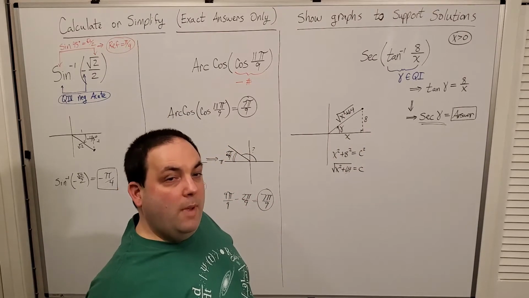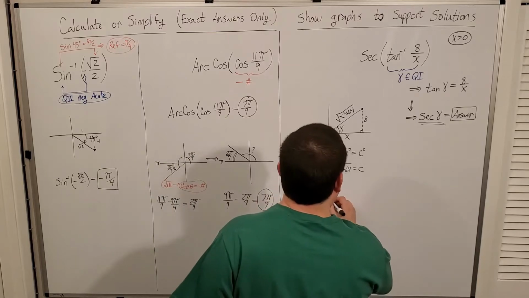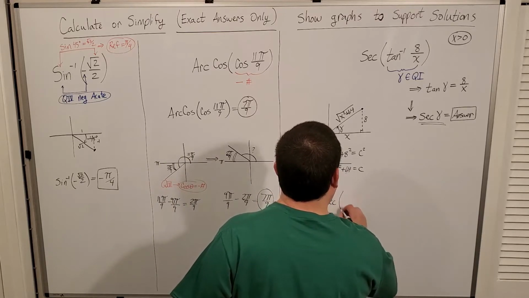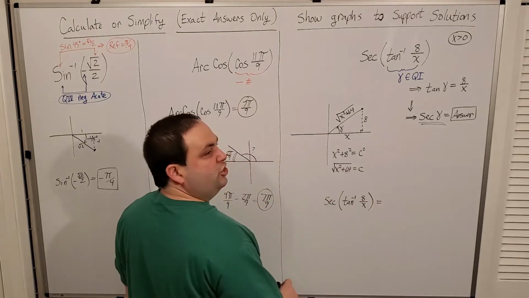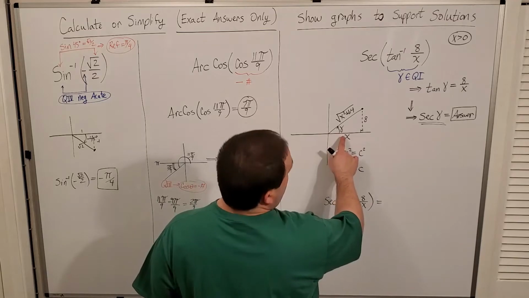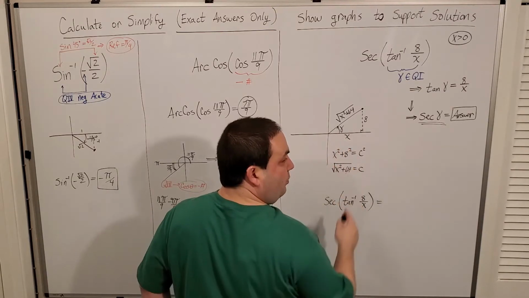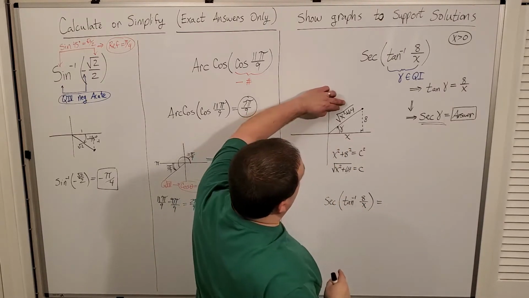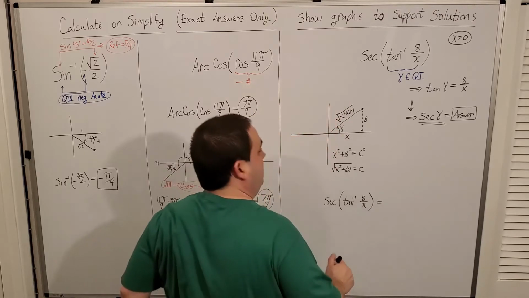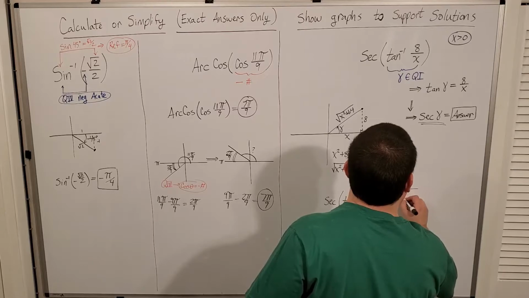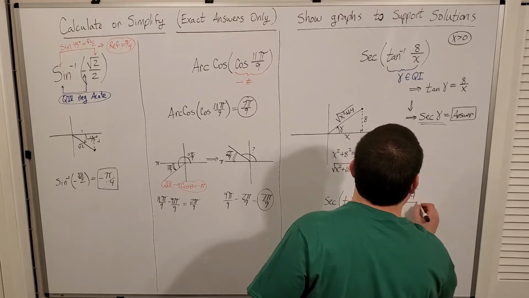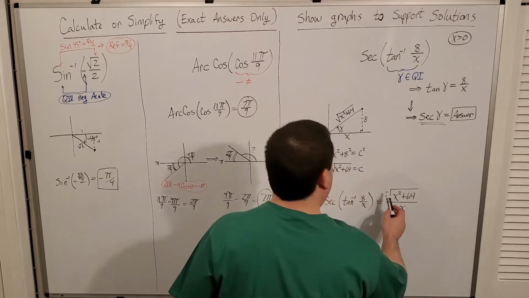Therefore, I can just write out my answer now. The secant of the inverse tangent of 8 over x is equal to, well, what's the secant here? Secant is the reciprocal of cosine, so it's going to be hypotenuse over adjacent. In other words, it's going to be the square root of x squared plus 64 over x.